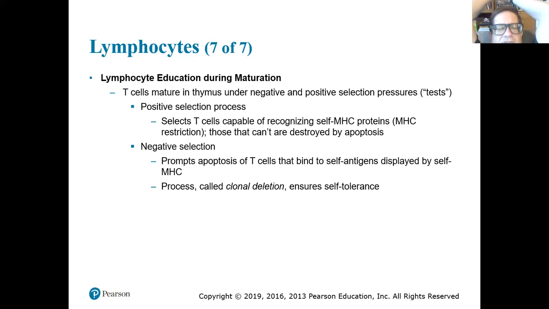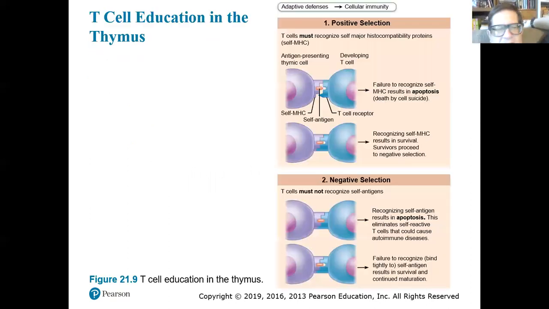Then we do negative selection. If a T cell binds to your own cells that are normal, we don't want that around, so it's going to be told to kill yourself. Apoptosis is when a cell kills itself. That's called clonal deletion, and that ensures self-tolerance. Okay.